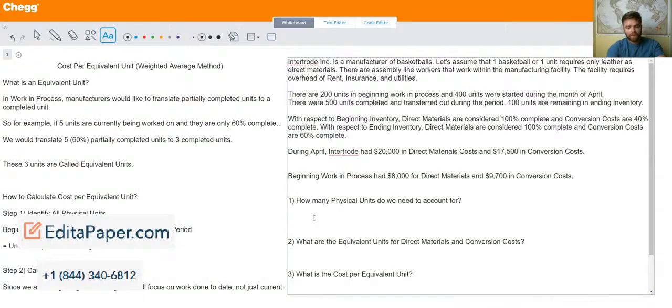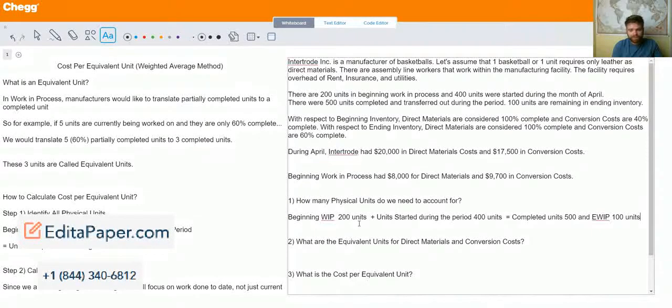So once again here, we're going to be focusing on the second half of the equation. So that's units completed plus ending work in process. That's the easiest way to do it. But I'll do the full equation here. So beginning work in process, 200 units plus units started during the period of 400 units equals completed units of 500 and ending work in process of 100 units. So total units to account for is 600.